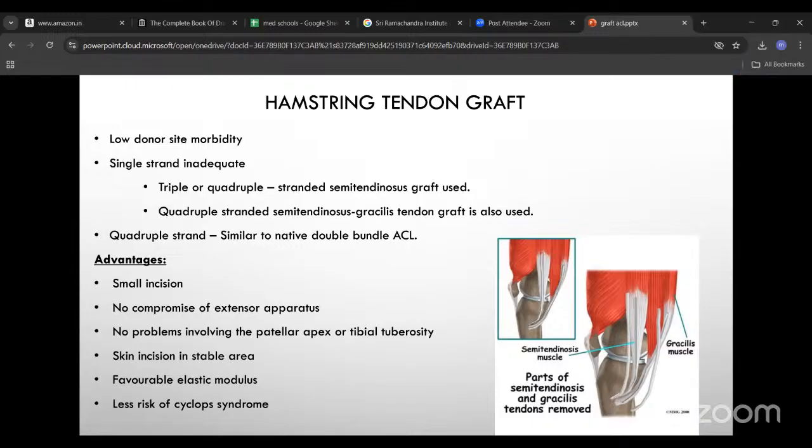Now, the hamstring tendon graft, they are most widely used graft because of the advantages they have. That is a very small incision, and along with the incision only, most of the surgeons drill the tibial tunnel from that same incision. Also, there is no compromise in the extensor apparatus, no problem involving the patellar apex or tibial tuberosity as we see with bone patellar tendon bone graft. Then the skin incision is in a stable area. It is a favorable elastic modulus, and there's less risk of cyclops syndrome.